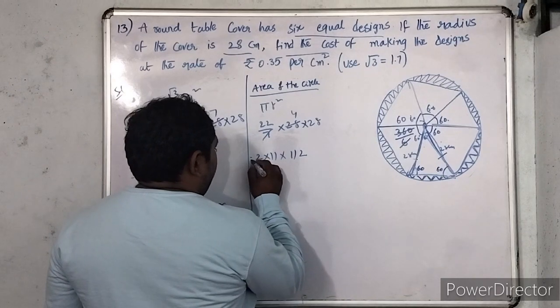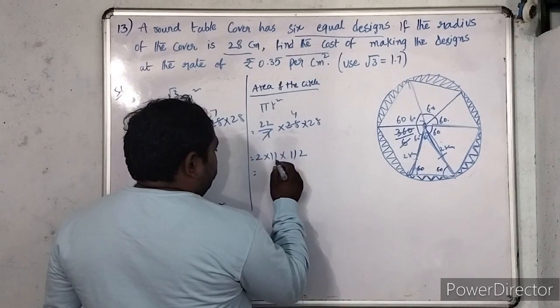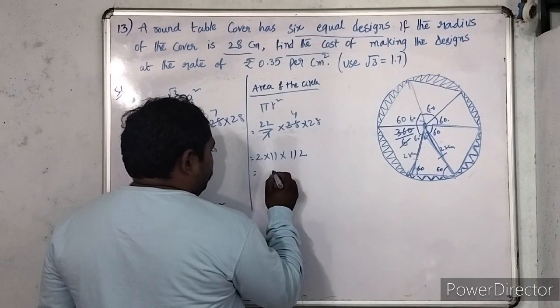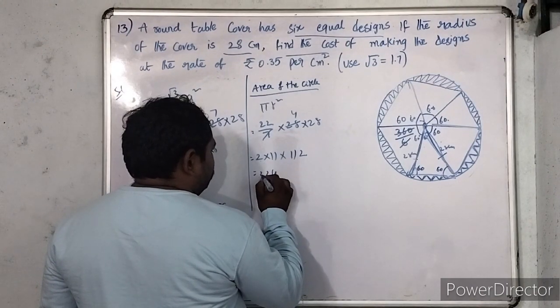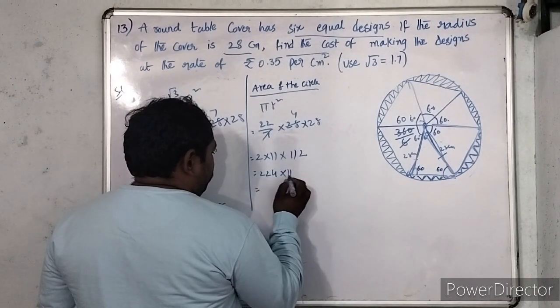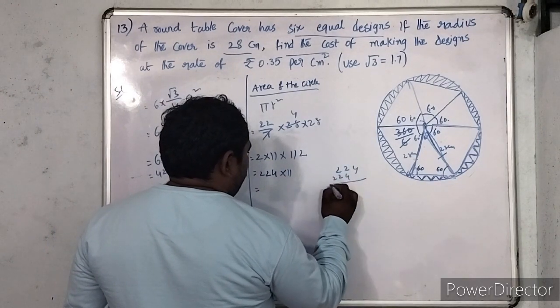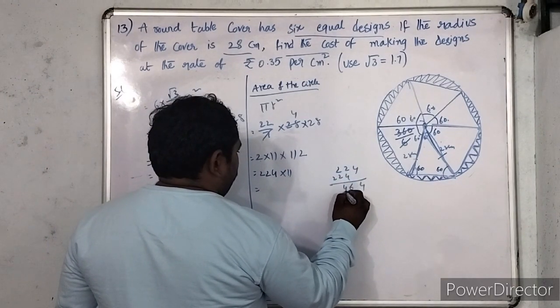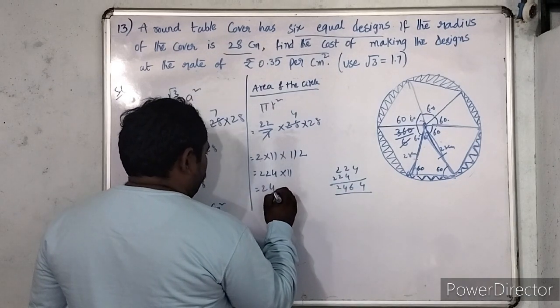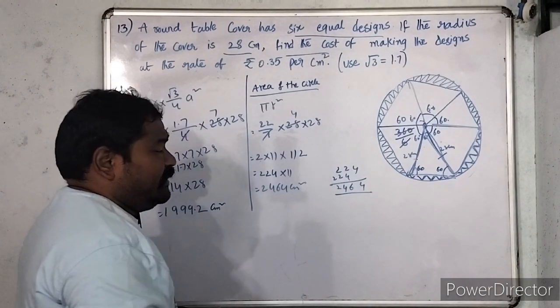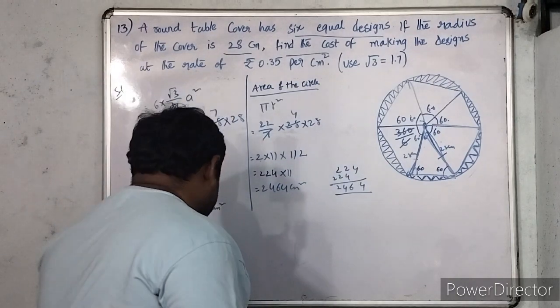On multiplying, we will get 112 into 4. 112 into 2. 2 2s are 4. 2 1s are 2. 2 1s are 2 into 11. Therefore, on multiplying these two, we get 2464. Therefore, 2464 centimeter square is the area of this circle.